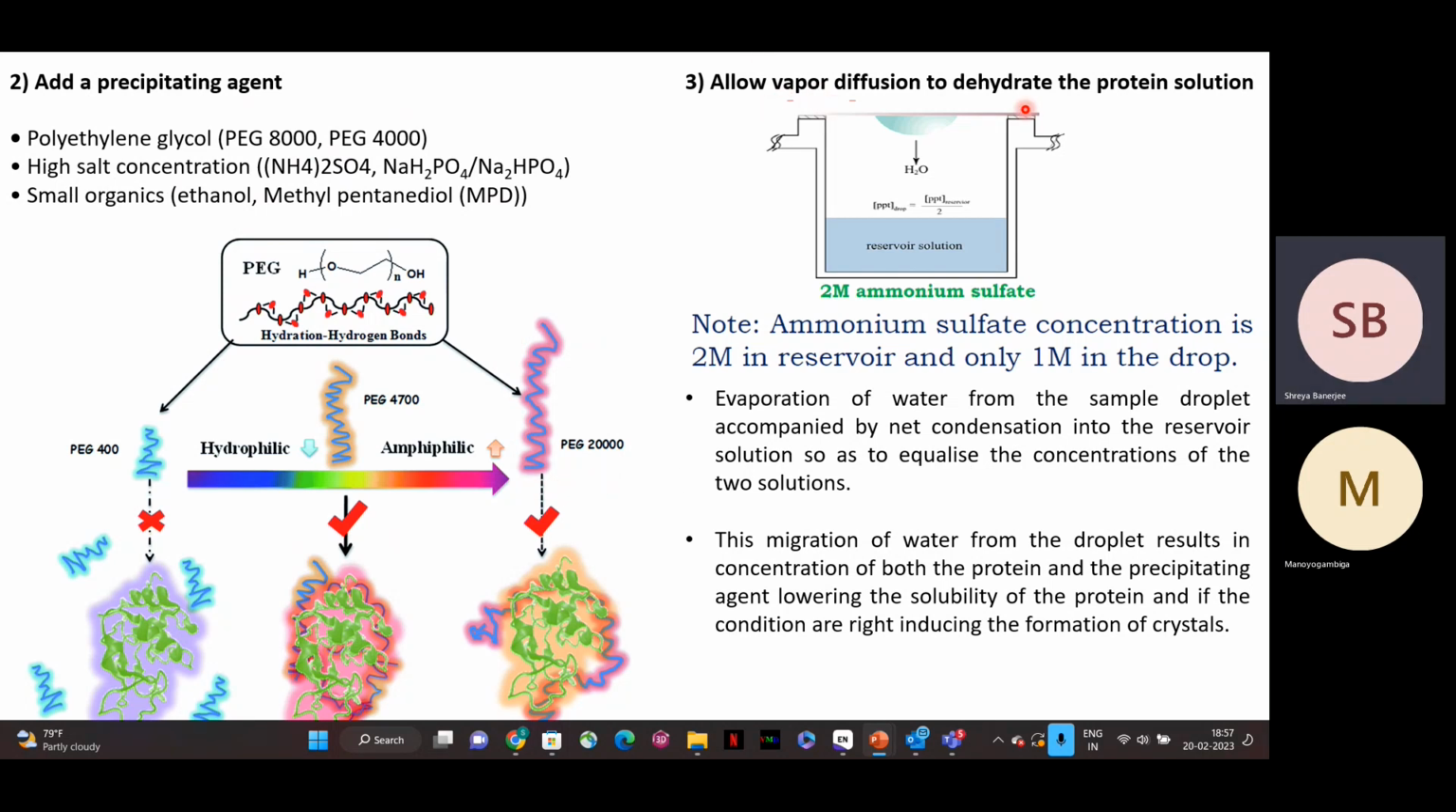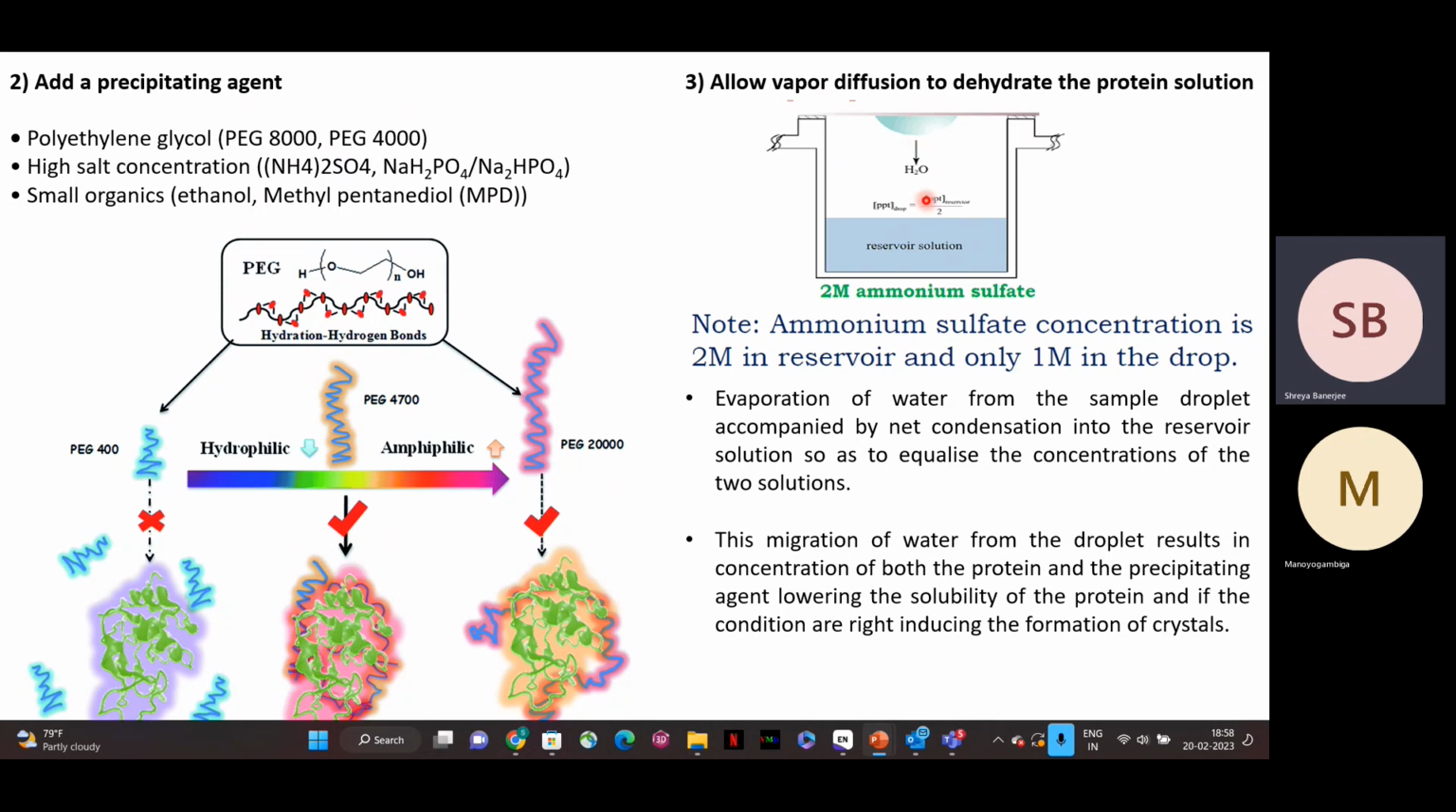The third step is to allow vapor diffusion to dehydrate the protein solution. So you have learned about vapor diffusion a few slides ago. Here, the hanging drop method is shown. And say the ammonium sulfate is a salt, which is 2 molar concentration in the reservoir, but only 1 molar concentration in this drop. So the water from the drop will evaporate and condense in the solution to equalize the concentration of ammonium sulfate in the drop and the reservoir.